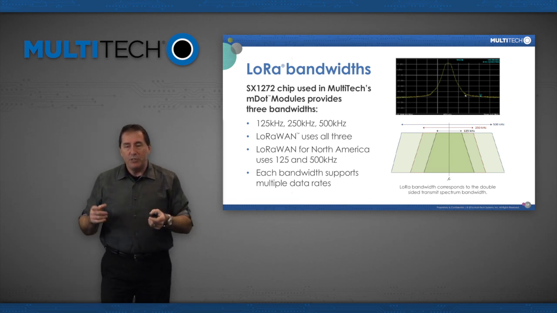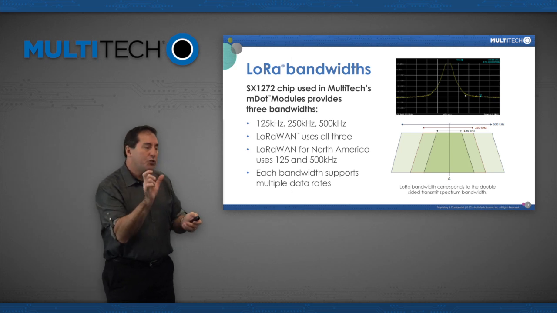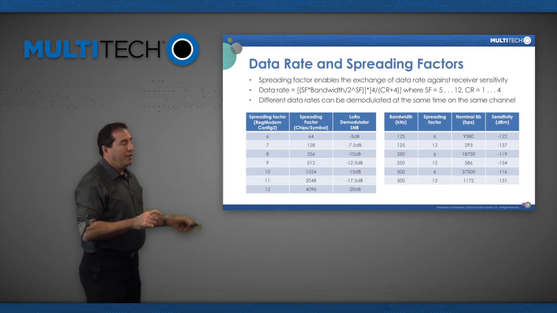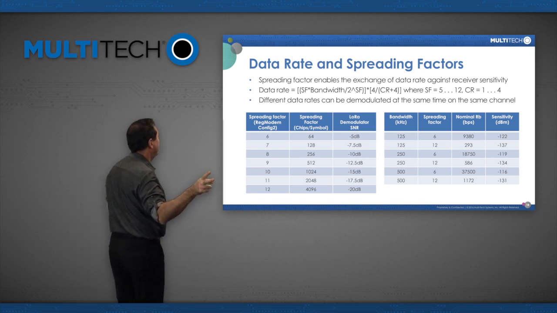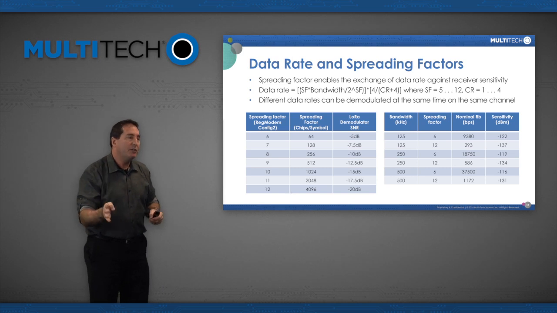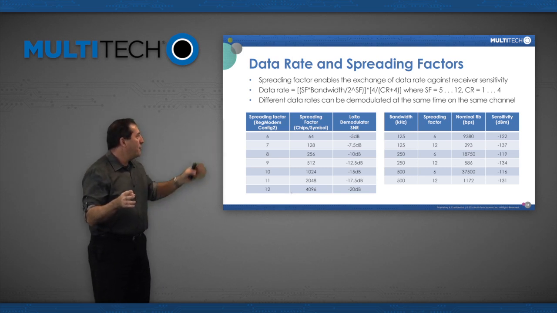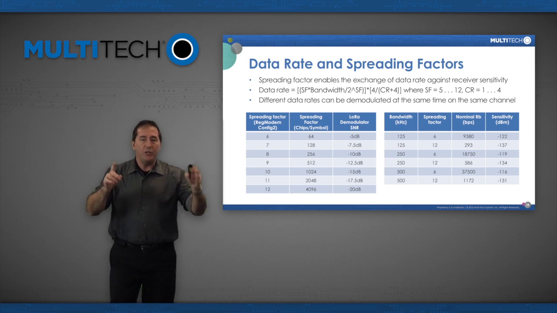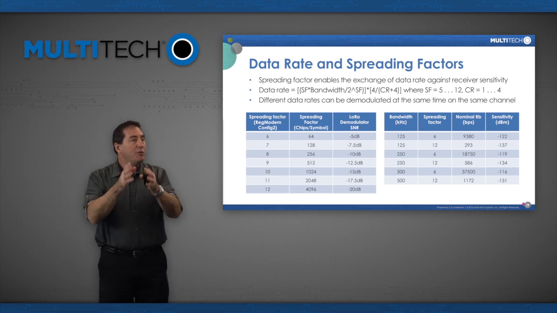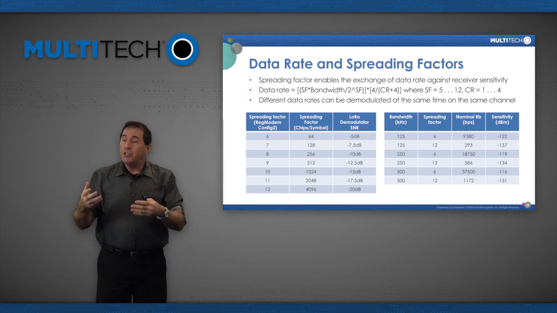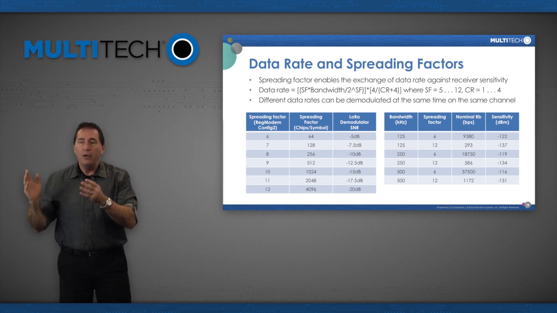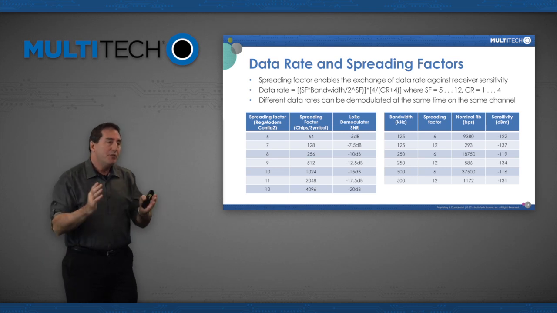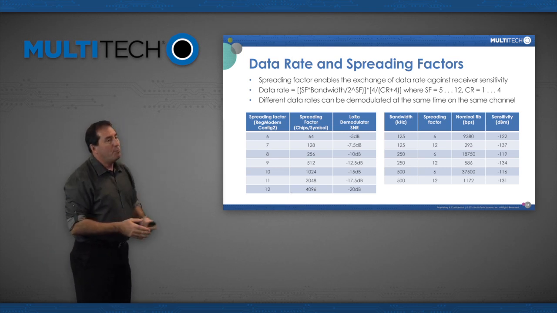And then it says each bandwidth supports multiple data rates. So there's this term called data rate. Data rate is a combination of 2 things. You've heard me mention spreading factor, and then you have the bandwidth. The combination of spreading factor and bandwidth gives you a data rate. A data rate is just how many bits per second you are transmitting or receiving, right? I'm transmitting at 5,000 bits per second or 50,000 bits per second. So the data rate comes from the spreading factor and the bandwidth.